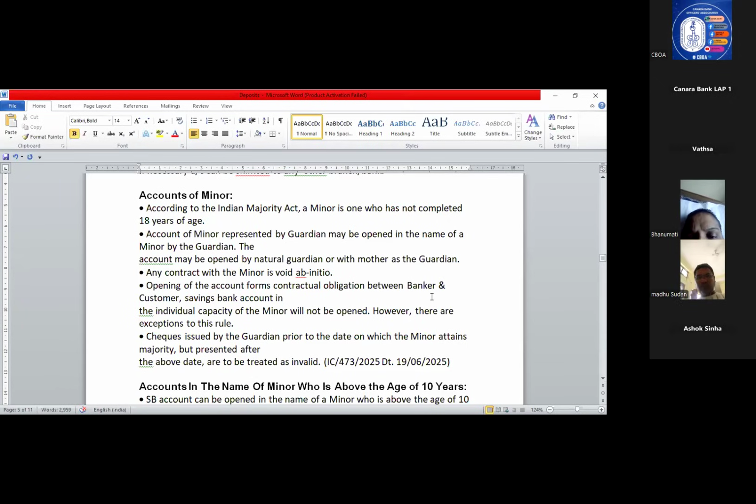Okay. Opening of the account forms contractual obligation between the bank and the customer. Savings bank account in the individual capacity of the minor will not be opened. However, there are exceptions. Okay. So that is why I told, when the minor becomes a major, please take the application form, new application form and new specimen signature card, latest photograph. That is all very, very important in case of minors.